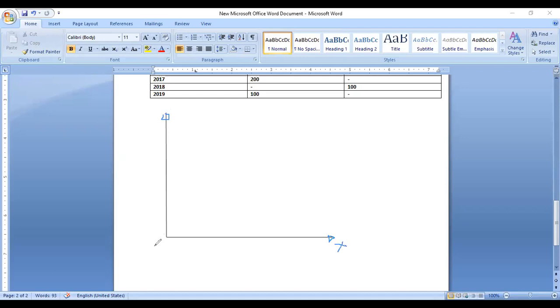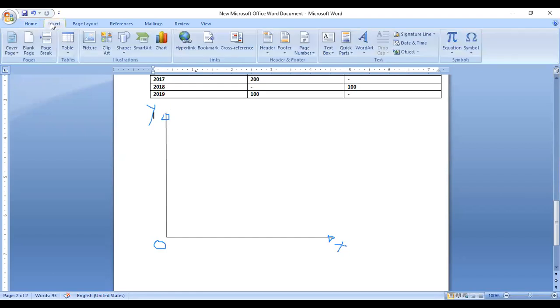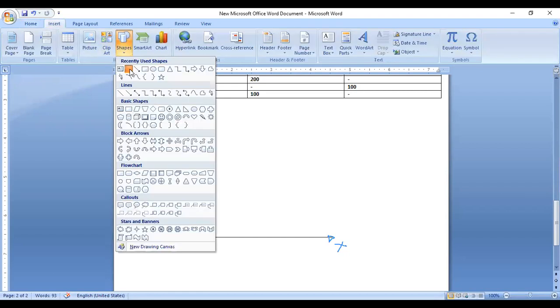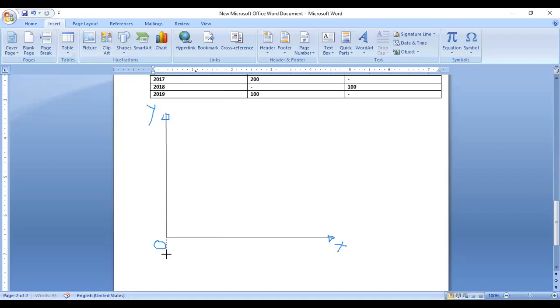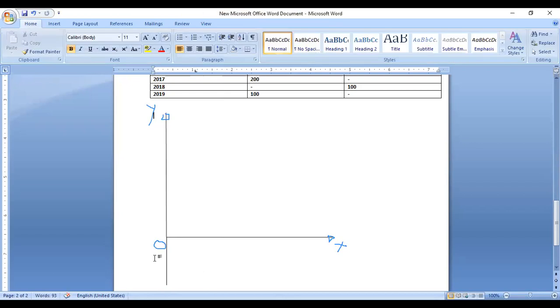X axis, Y axis, and now I want a deviation also. So that is why negative amount is also there. So this helps me in showing a deviation. Okay.